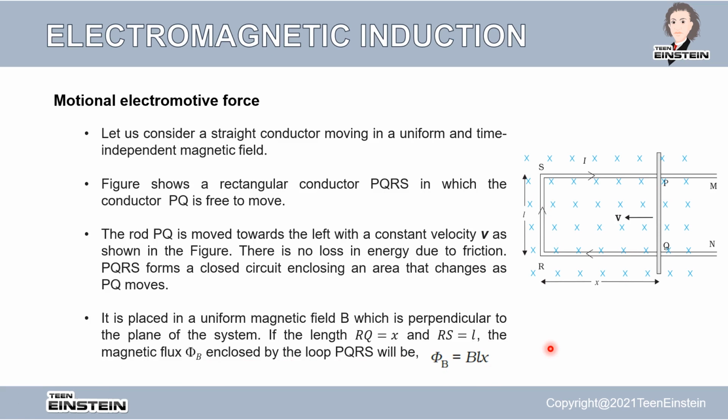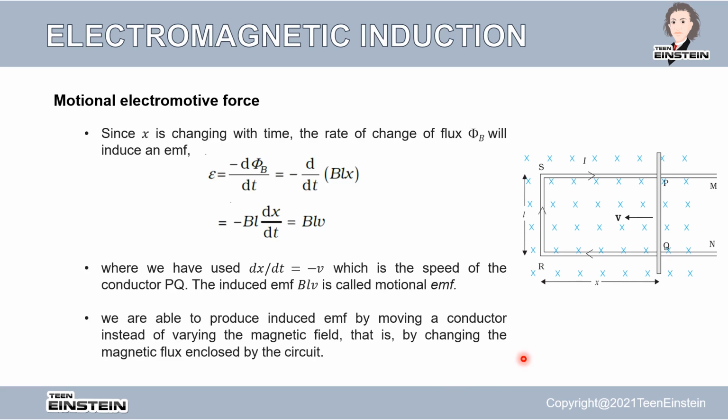Why BLX? B is the constant magnetic field, and in this case the angle is 90 degrees, so it's basically phi equal to BA cos theta. Since it's 90 degrees, we are just keeping BA, and A is a rectangle, so it is L multiplied by X. So phi B equal to BLX.